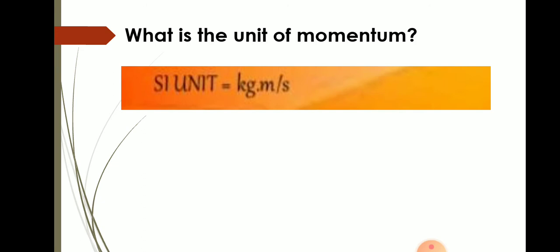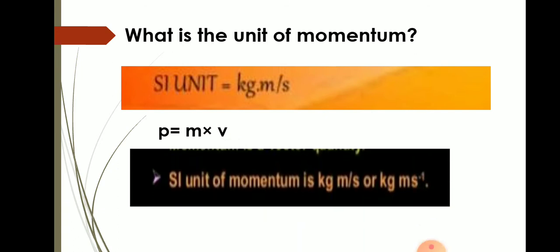We know that momentum is mass into velocity. Therefore, mass is measured in kg and the unit of velocity is meter per second. So the unit of momentum is kg meter per second. It can be written in this way.